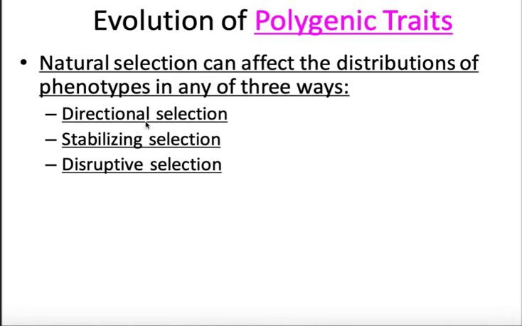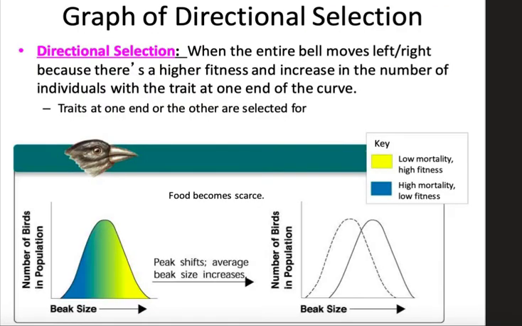Now the polygenic traits, these are going to be more complicated. We're going to have three types to look at: directional, stabilizing, and disruptive selection. And these are when we had, as we discussed quickly before we got here, the bell curves.